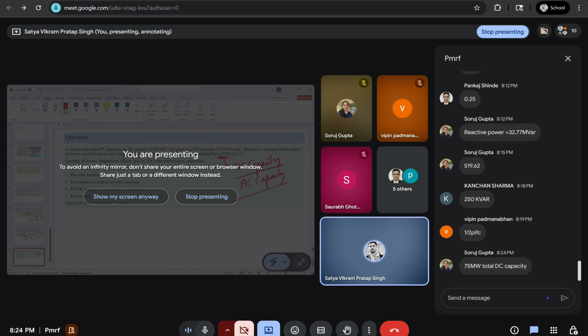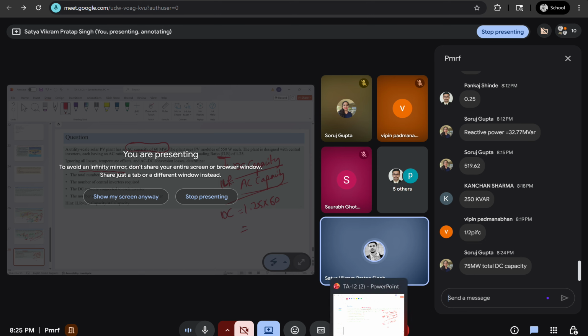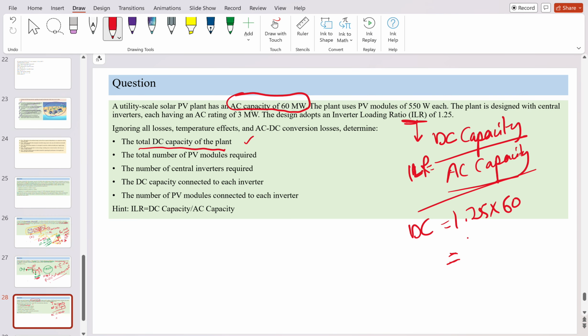Okay, 75 megawatt total DC capacity. That is correct. When you see the total DC capacity of the plant, ILR is basically equal to DC capacity by AC capacity. The AC capacity is given here, 60 megawatt. So what is the DC capacity? DC is basically 1.25 multiplied by 60, which comes out to be 75 megawatt.